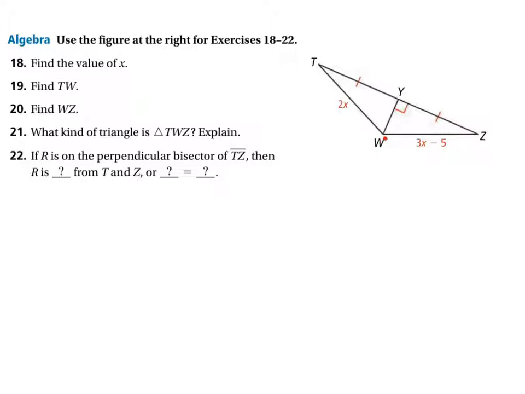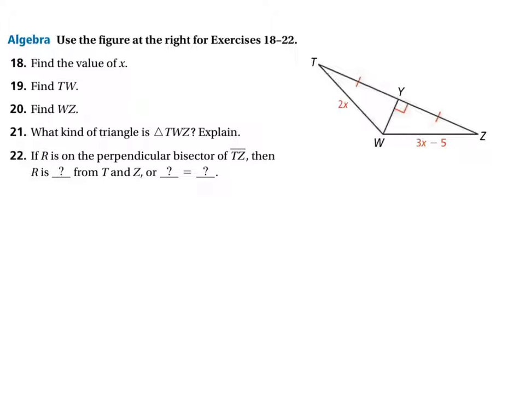So that means that any point, in this particular case W, and any point that's on the perpendicular bisector of some segment, any point there is going to be equidistant from the endpoints. So we know that W is equally distant from T and from Z, meaning that 2x must be equal to 3x minus 5. So we're going to write this down and we're going to solve to see what we get.